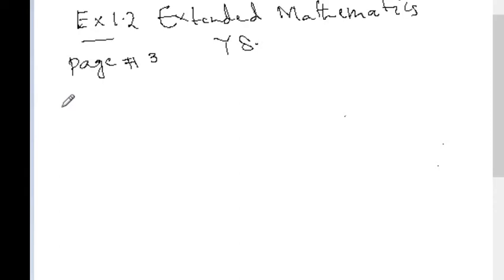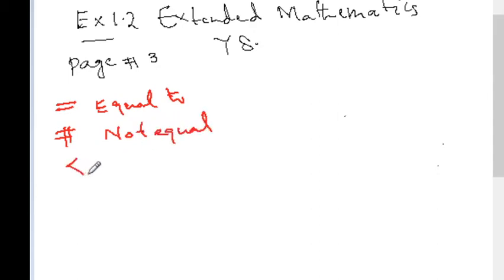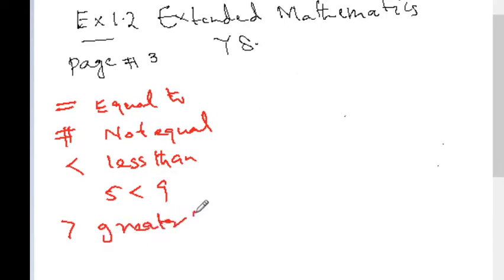I want to discuss with you a few symbols here. The first symbol is this very famous symbol, equal to. This symbol is not equal to. This symbol is less than, like I'm saying 5 is less than 9, so we use this symbol. This symbol is greater than, like 10 is greater than 6.